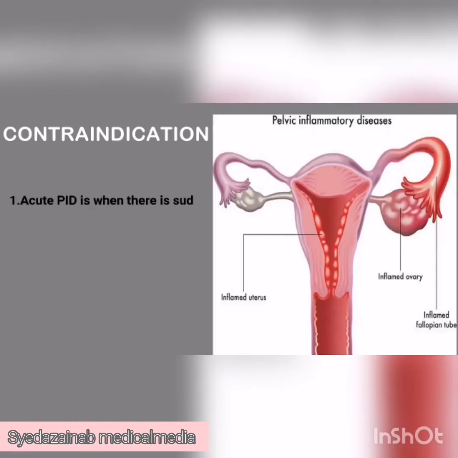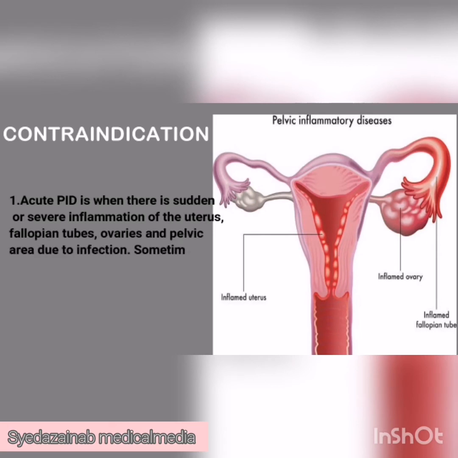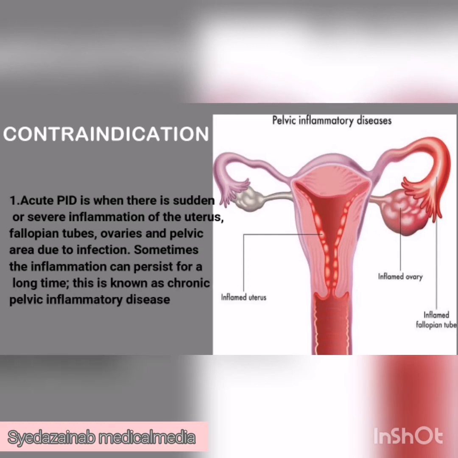When can't we perform this procedure? That is the contraindication. First is acute PID, which is when there is sudden or severe inflammation of the uterus, fallopian tubes, ovaries and pelvic area due to infection. Sometimes the inflammation can persist for a long time. This is known as chronic pelvic inflammatory disease.